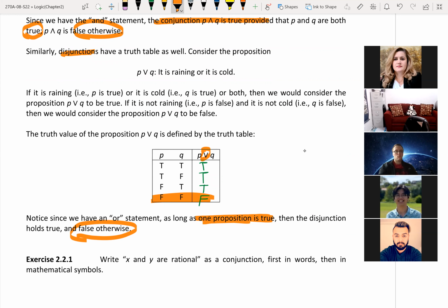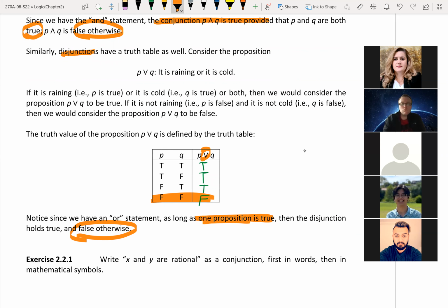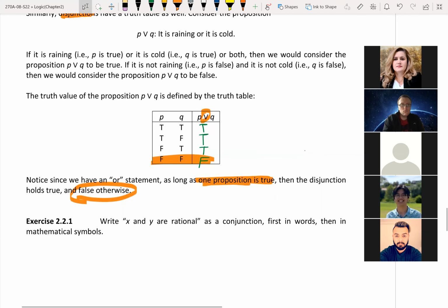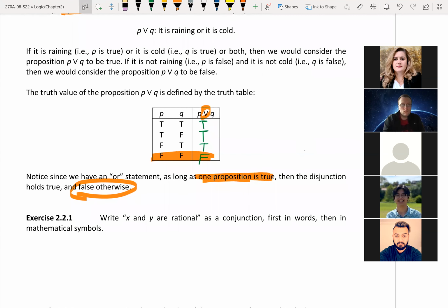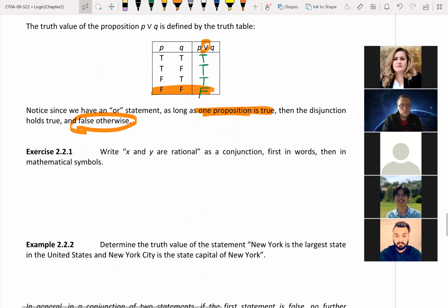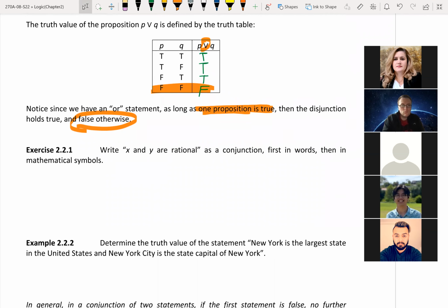Any question here? Does it make sense? Okay, so let's practice with the examples. The first one says to write "X and Y are rational" as a conjunction. Write it as a conjunction statement and then write the math notation for that.